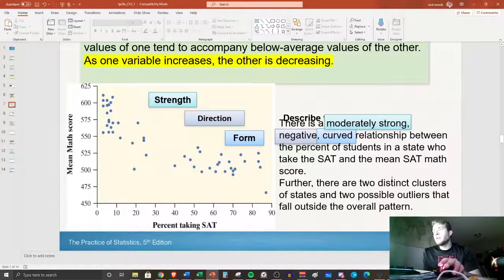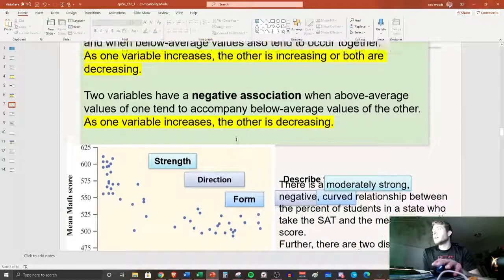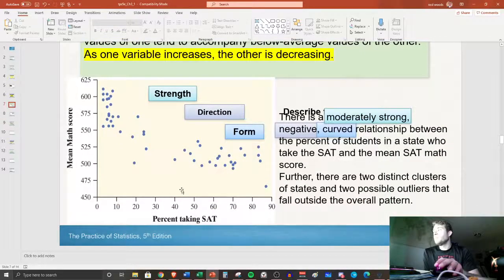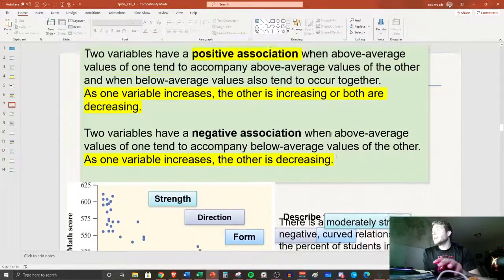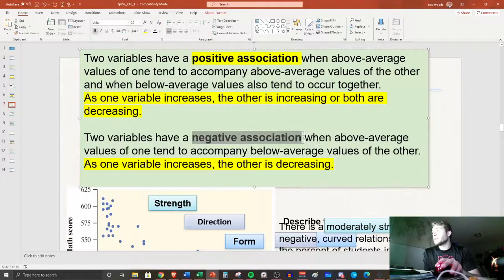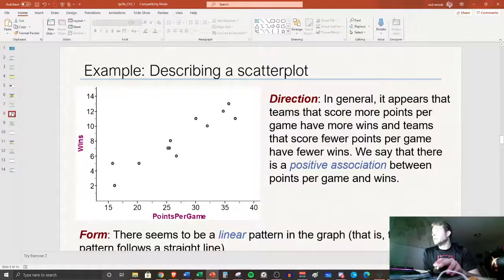So it says further, there are two distinct clusters of states and two possible outliers that fall within the pattern. So you see this cluster here and this cluster here. So clusters are a big part as well of these data points. Okay. So this is very important: negative and positive association.